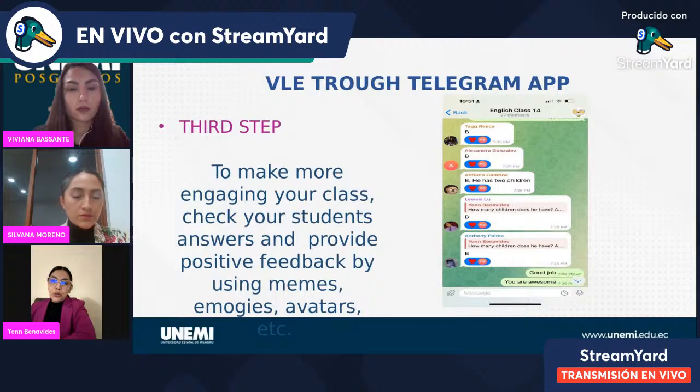The third step to make your class more engaging while you are in the synchronous class: you can make your classes more engaging by checking the students' answers and providing positive feedback. You can use memes, emojis, avatars, and others to motivate the students to join the class. And remember, the students can check all the material you shared whenever they can connect to the app.